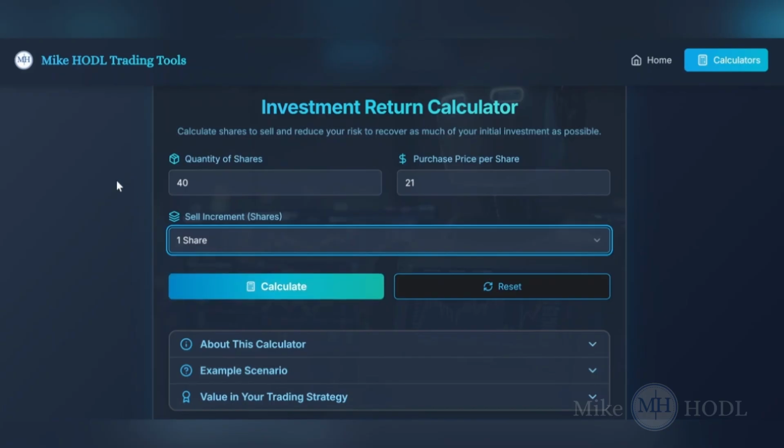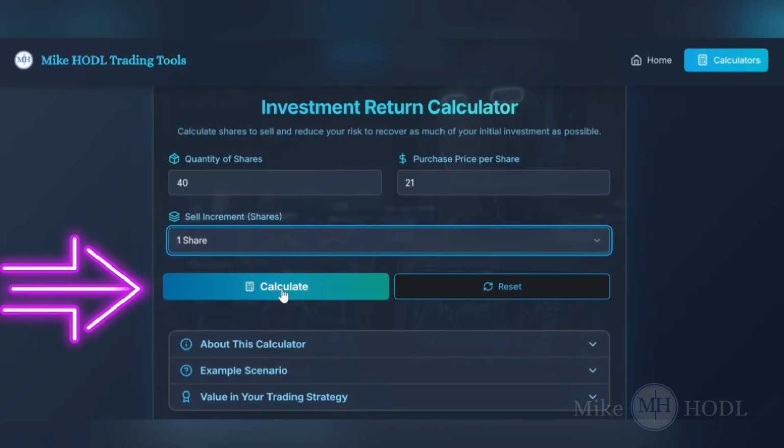So here we entered 40 shares, $21 per share, and we'll have the results display in increments of 1 share each to determine how many of these shares we need to sell to get our investment back. Now we go to Calculate.